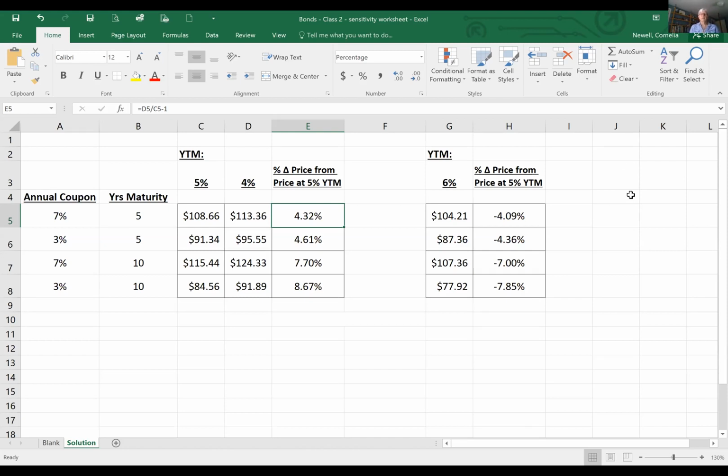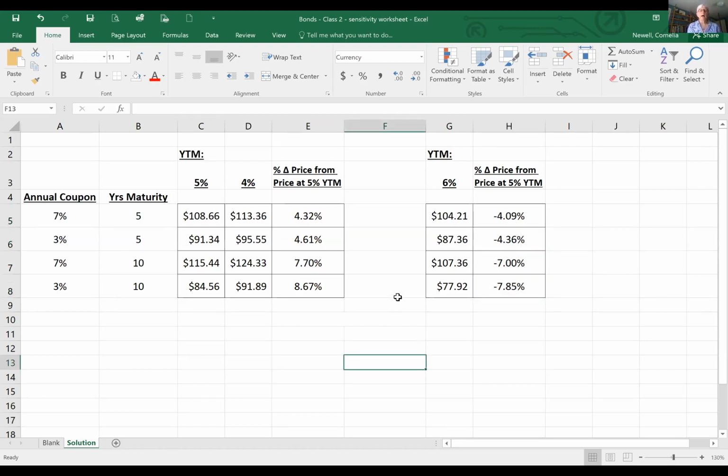So what we're going to do here is look at how big these changes are. If you look just for a moment at these four numbers, they range from 4.32% to 8.67%. And we're going to point out some of the things that are making a difference there. The same thing is happening over here when we go from 5% to 6%. It ranges from 4.09% to 7.85%.